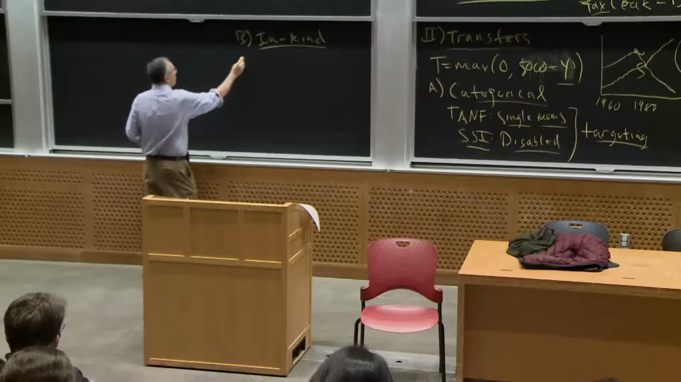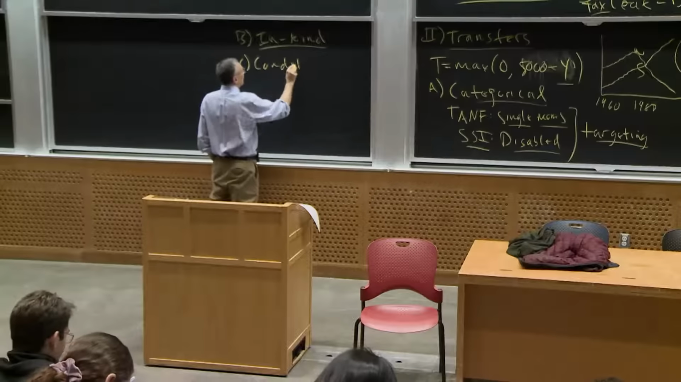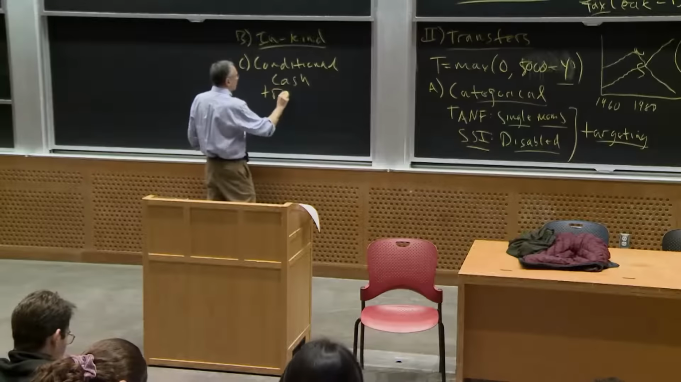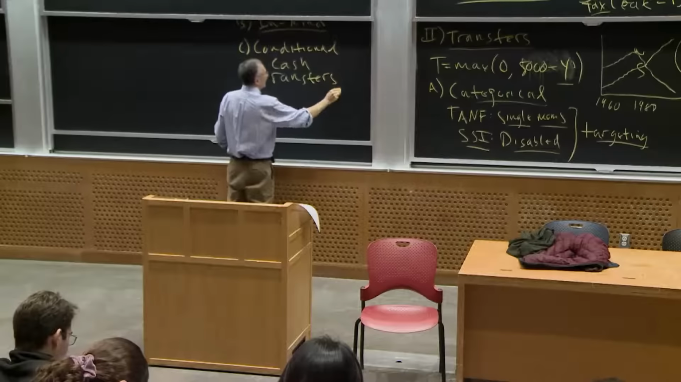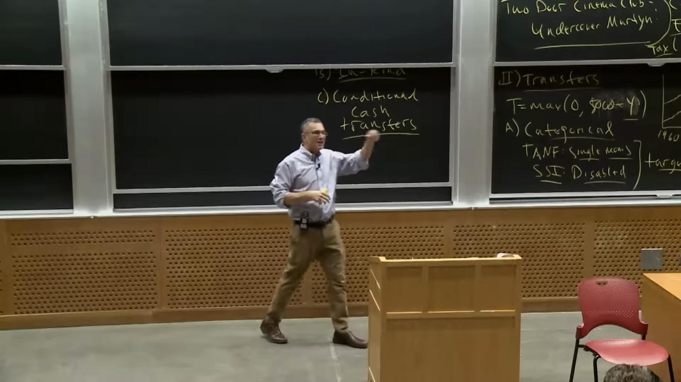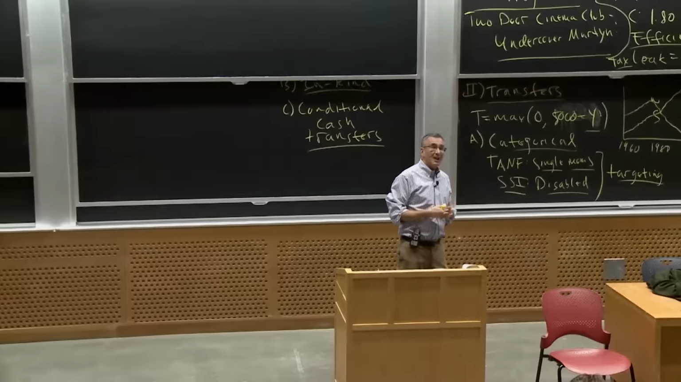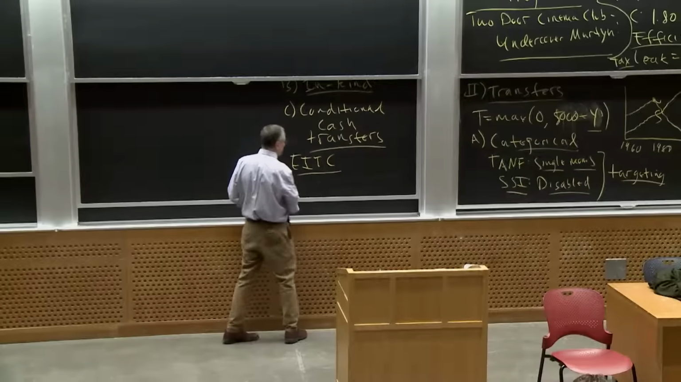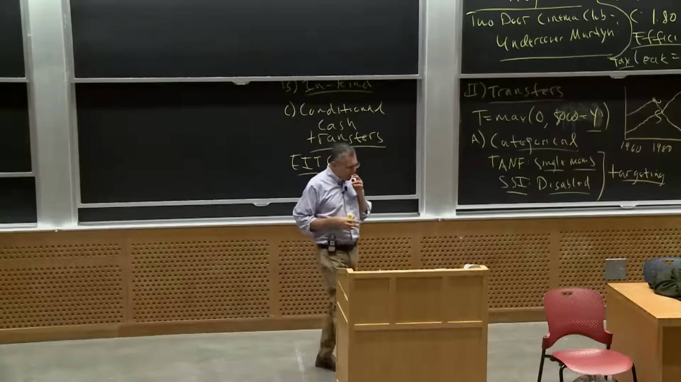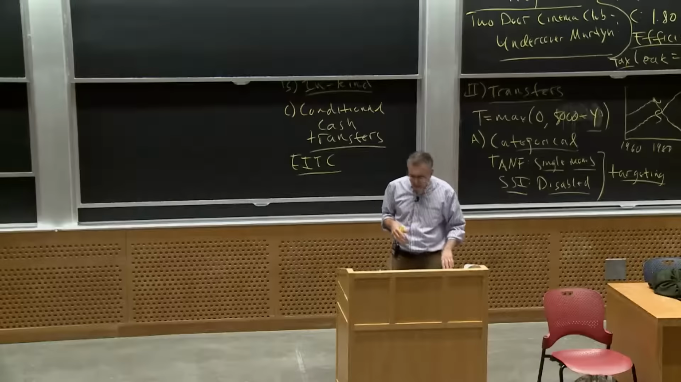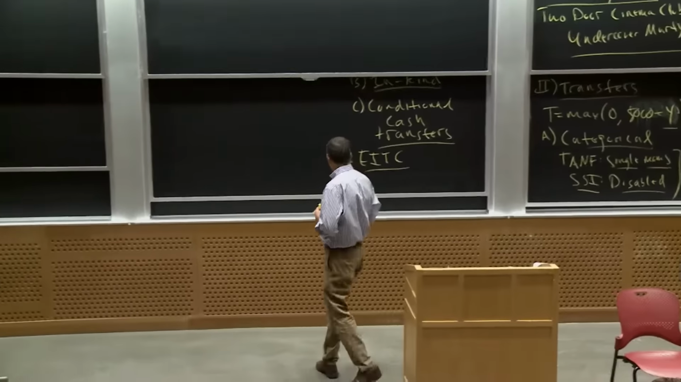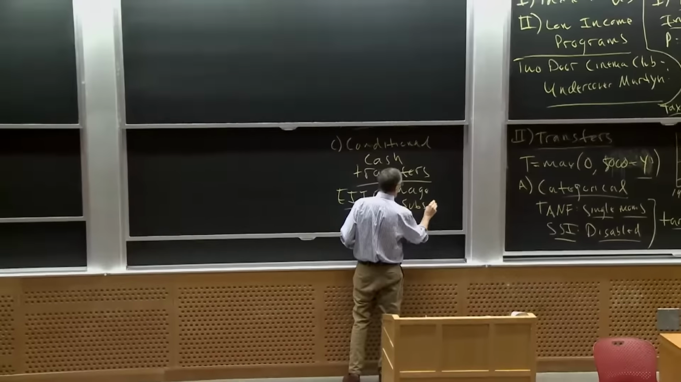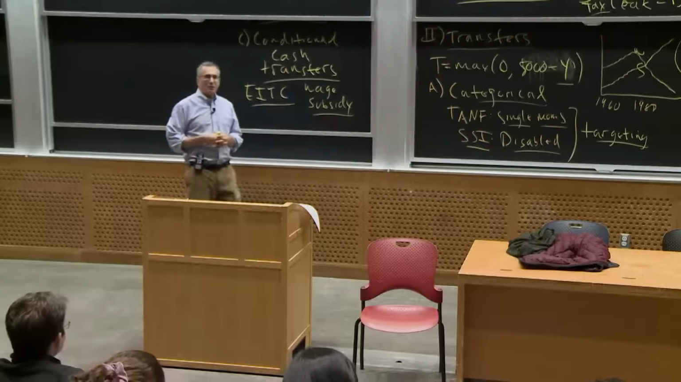And that's what we call conditional cash transfers, which is money we give to people conditional on them doing efficient activities. The classic example in the US is called the Earned Income Tax Credit. The Earned Income Tax Credit is a wage subsidy program. It's a wage subsidy. What does that mean? It's the opposite of a tax.